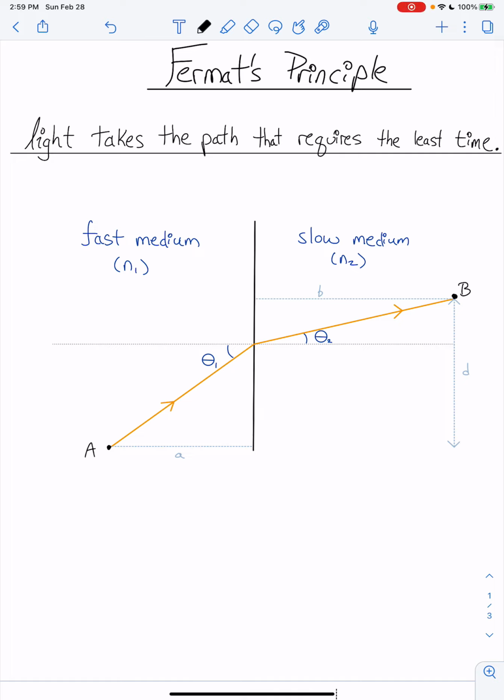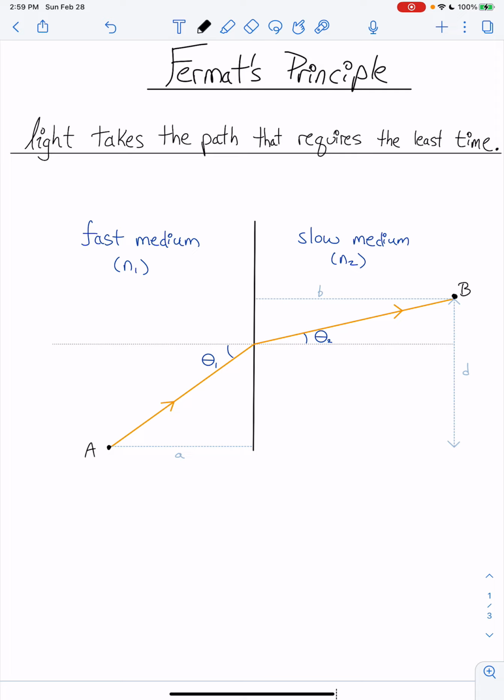In this video, I'd like to talk about Fermat's principle, which is the idea that light will take the path that requires the least amount of time. And by looking at this principle, we can in fact derive Snell's law that tells us exactly how a ray of light is going to refract as it moves from one medium to another.